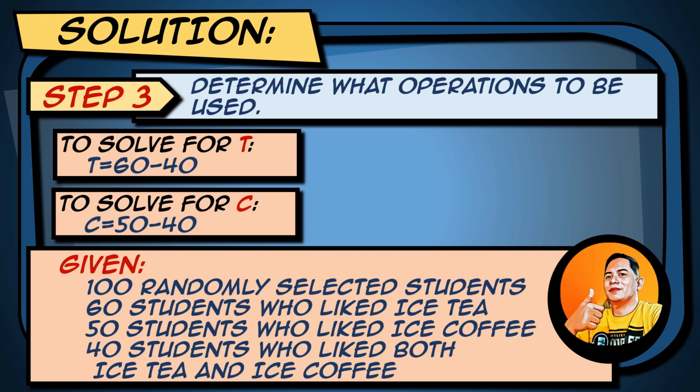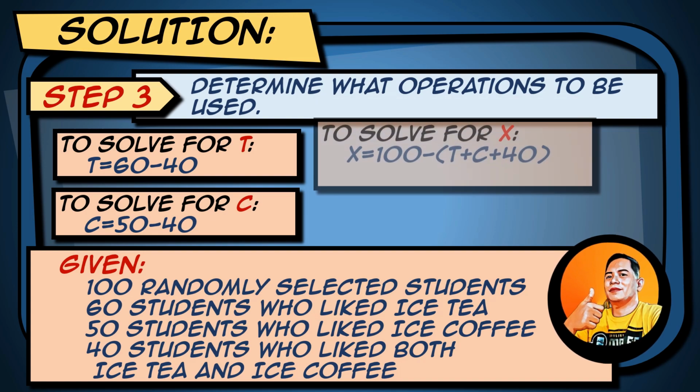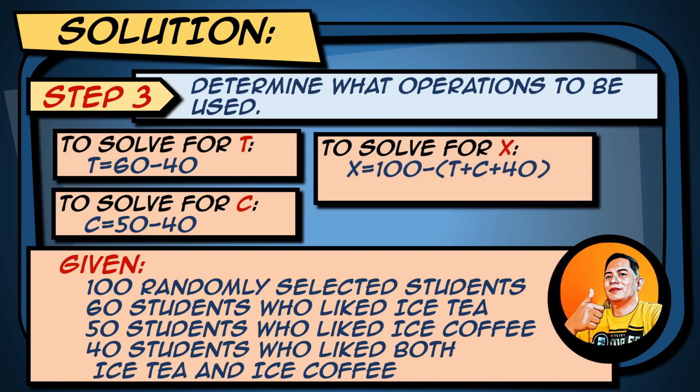And then to solve for C, we have C equals 50 minus 40. So 50 are the students who like iced coffee, and 40 are the students who like both iced tea and iced coffee. And to solve for X, we have X equals 100, the randomly selected students, minus the sum of T and C, added to the 40 who like both iced tea and iced coffee.